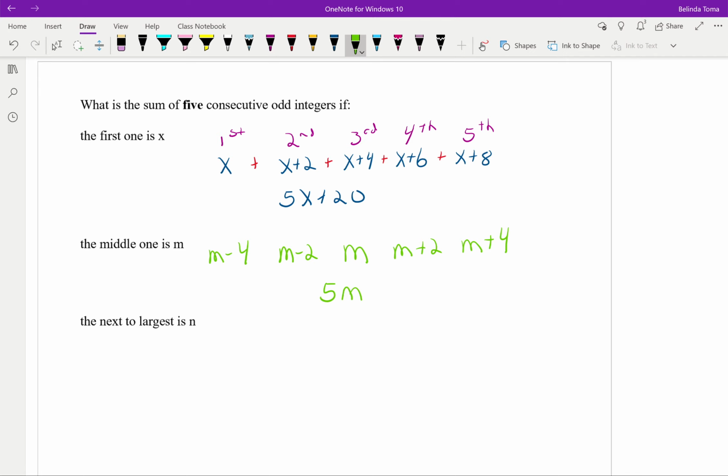What if I say the next to the largest is n? So here, the next to the largest would be the fourth one. Going up, I would get n plus 2. Going down, I would get n minus 2, n minus 4, and n minus 6. So if I added my like terms here, I would get 5n minus 10. So we can express it differently depending on how we define our x.